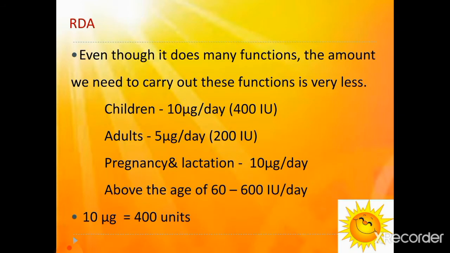RDA, recommended daily allowance. Even though it does many functions, the amount we need to carry out these functions is very less. In children it is 10 microgram per day or 400 international units. In adults it is 5 microgram per day, that is 200 international units. In pregnancy and lactation 100 microgram, and people above age 60 require 600 international units per day.